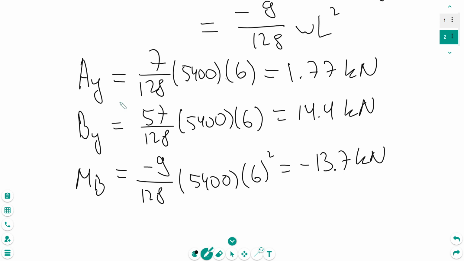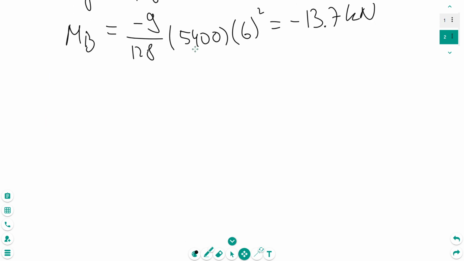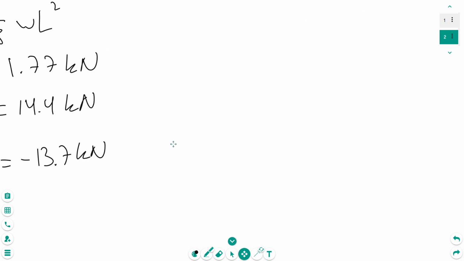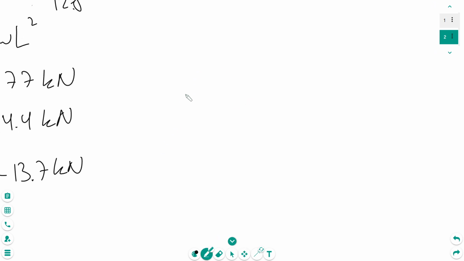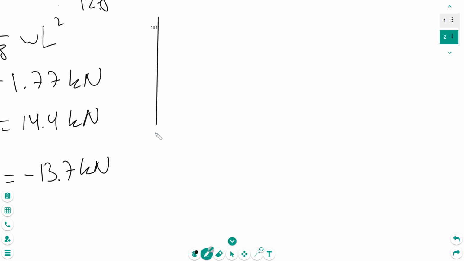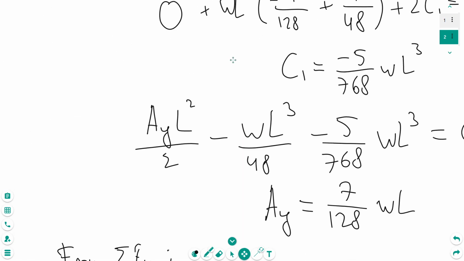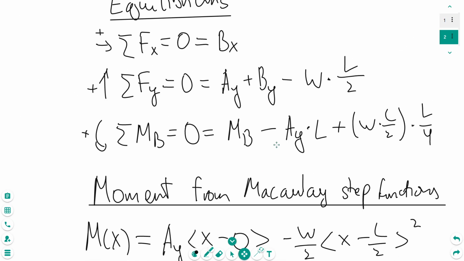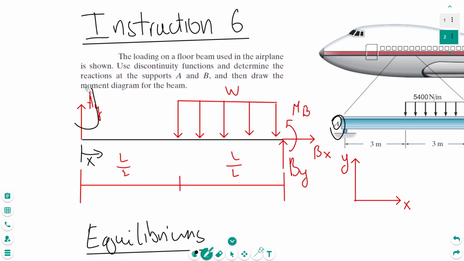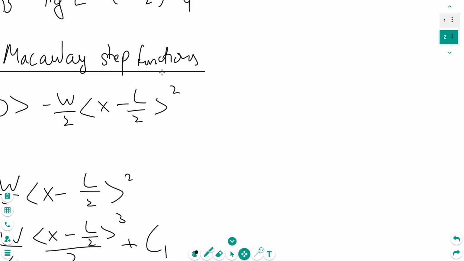Now that we have these forces, we can draw the moment diagram. But before we draw the moment diagram, we first have to draw the shear diagram. If I have all these forces to the left here, I can draw my shear diagram as such, where this is the shear force in kilonewtons. If I look at the free body diagram, we see that there is an initial force AY here, and then a distributed force at L over 2.